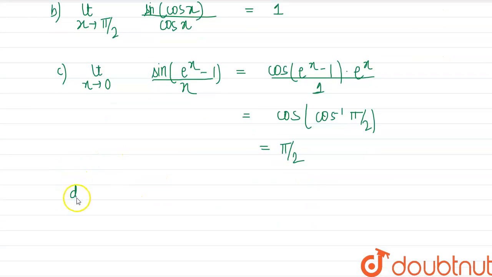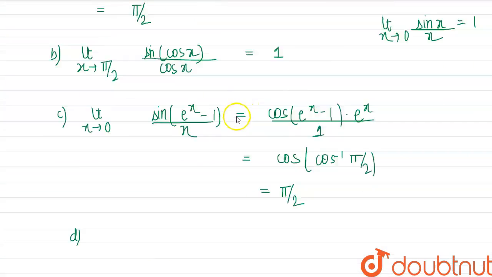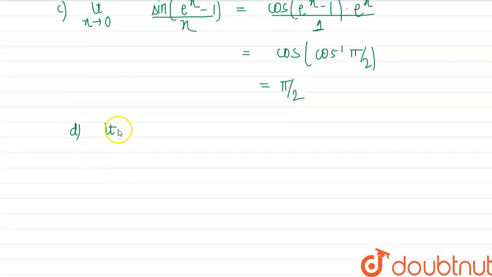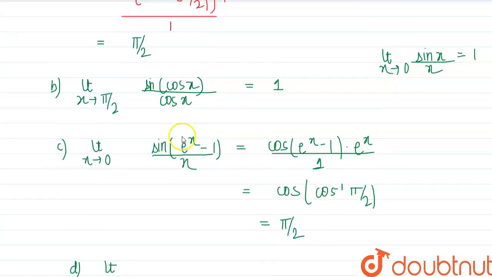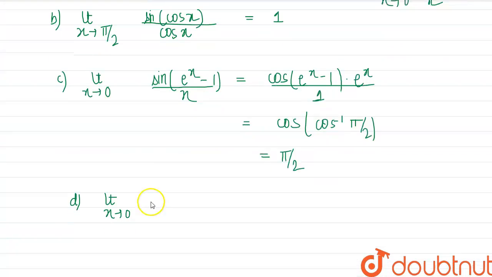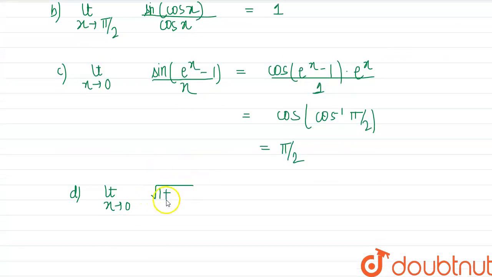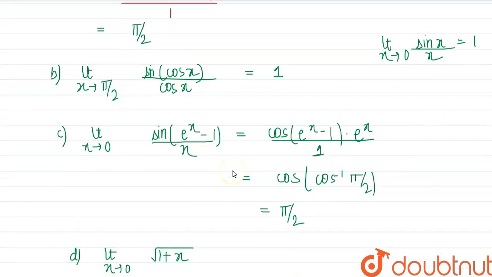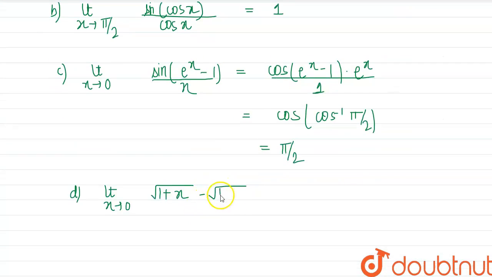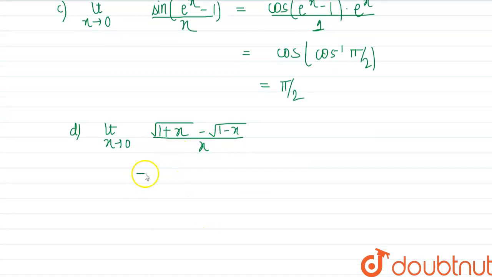Now D option, limit x tends to 0 of under root of (1 plus x) minus under root of (1 minus x), by x. So this is 1 minus 1 by 0, so this is again 0 by 0 form. We can apply L'Hopital's rule.